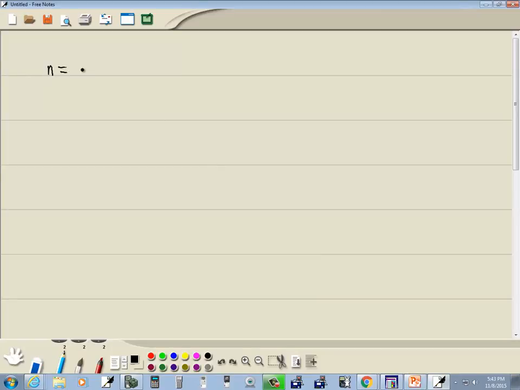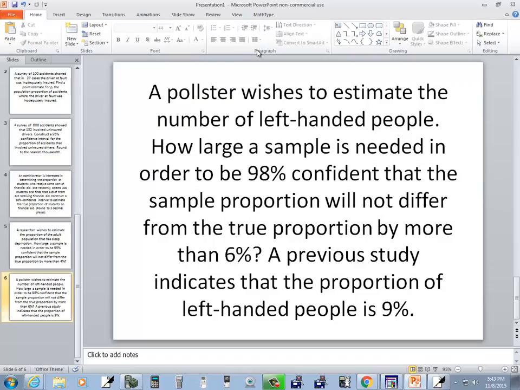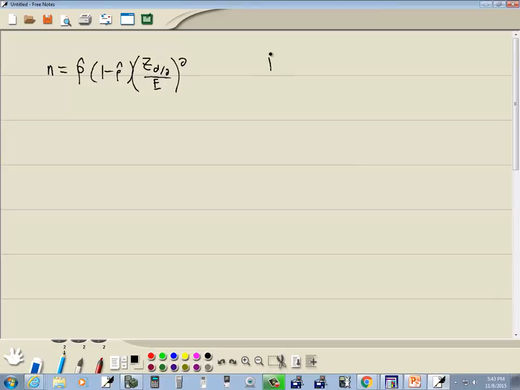So if they give you the amount from a previous study, we're going to use n is equal to p hat times 1 minus p hat times z alpha divided by 2, divided by e, squared. Well, they tell us that from the previous study it's 9%, so p hat is 9%. And you always want that in decimal form, so I'll use 0.09.